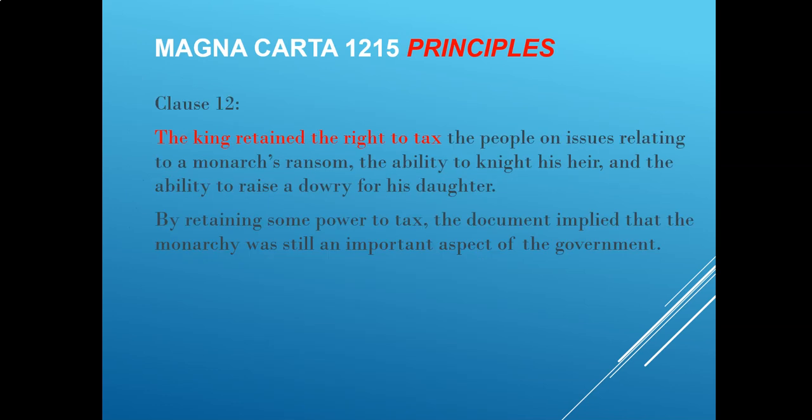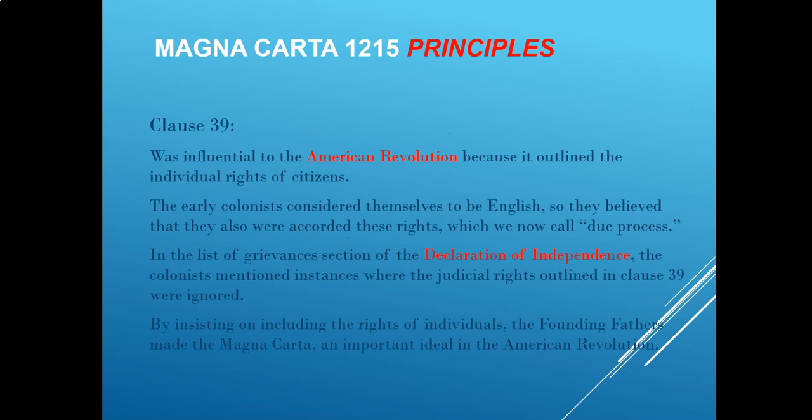Clause number 12 basically says that the king retained the right to tax the people on issues relating to a monarch's ransom and other things. By retaining some power to tax, the document implied that the monarchy was still an important aspect of government. The king could no longer come and say, we'll tax you on this and this and this, but actually he had restrictions on what and for what purpose he could actually tax.